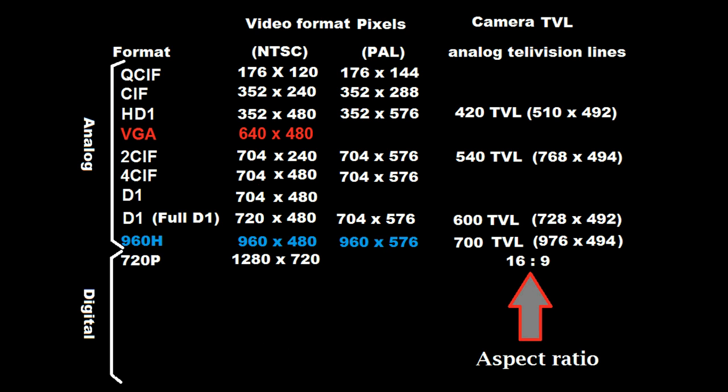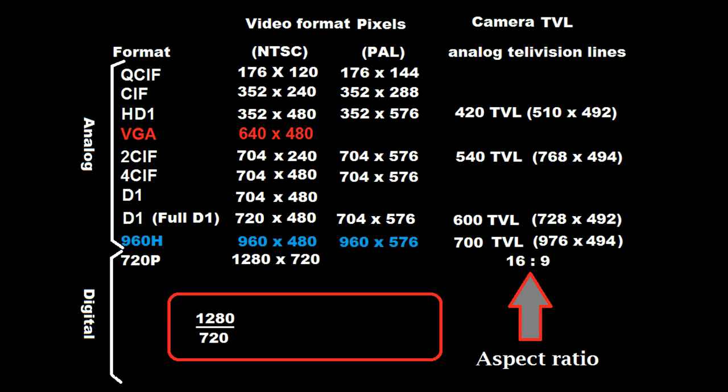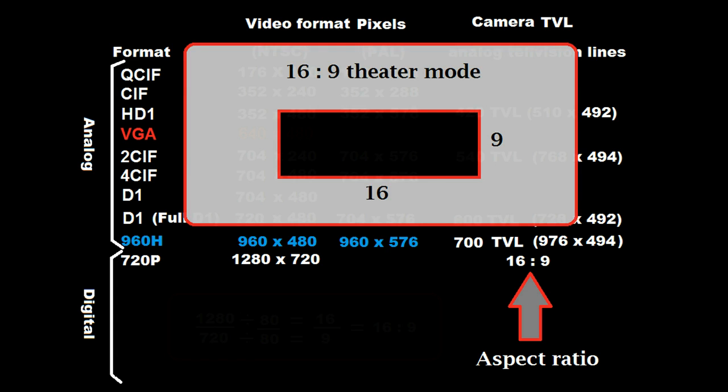Aspect ratio describes how the video displays on your monitor. Aspect ratio is calculated by dividing the horizontal pixels by the vertical pixels, then reducing. This will give you a fraction, for example 16 by 9. I'm sure you've heard of 16 by 9 before. In television, it's called theater mode. It's where you get the black bars across the top and the bottom of the screen. Picture is wider than it is tall.